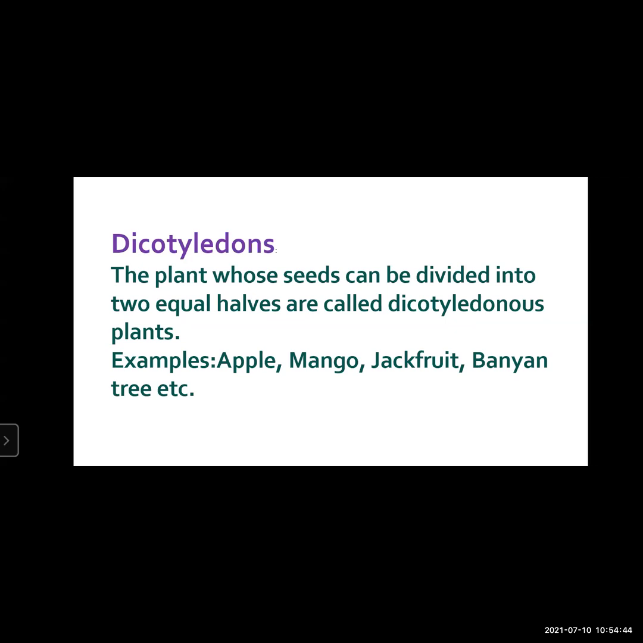Even the mango: if you open up the seed of the mango, you will find two parts in it. The same is true of jackfruit, banyan tree, etc. So all these are dicotyledonous plants.